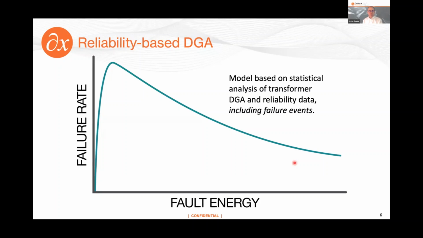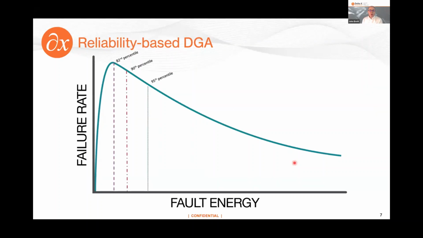This is a failure model based on data, operating data, and failure data from thousands of transformers. This does not represent the behavior of any single transformer. The other notable thing that comes out of this model is where the 90th percentile lines up.